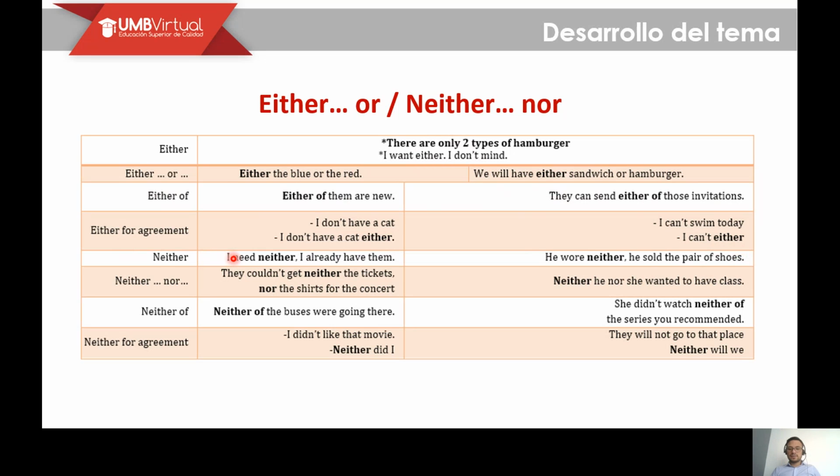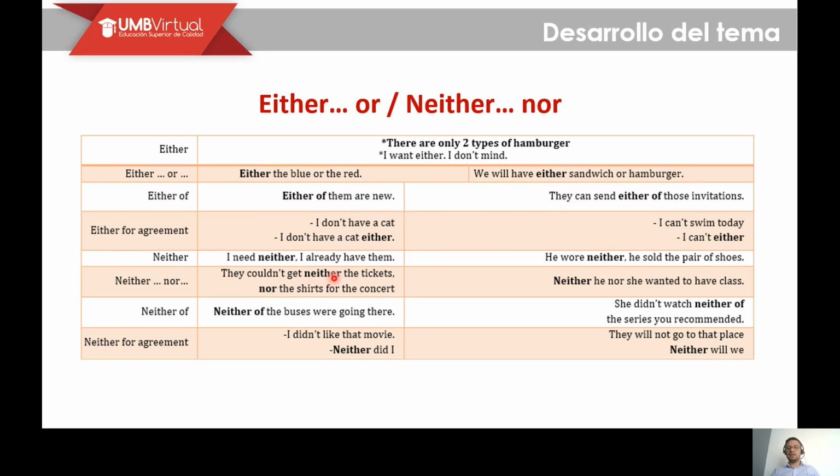Con neither. Neither significa ni en español. I need neither. I already have them. Yeah, ninguno. He wore neither. He sold a pair of shoes. ¿Listo? Con neither nor, que significa ni.